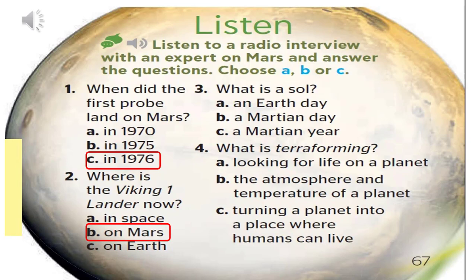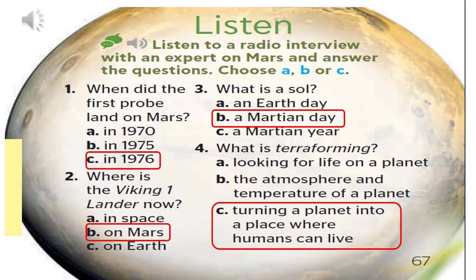3. What is a sol? As you heard, a sol is a Martian day. The answer is B. Finally, what is terraforming? The answer is turning a planet into a place where humans can live.